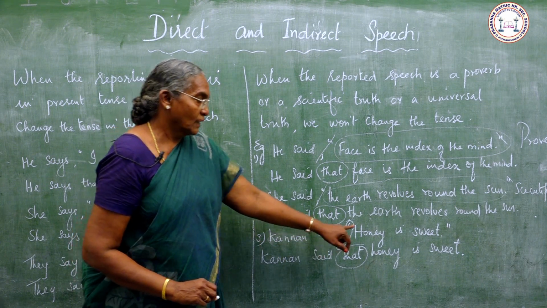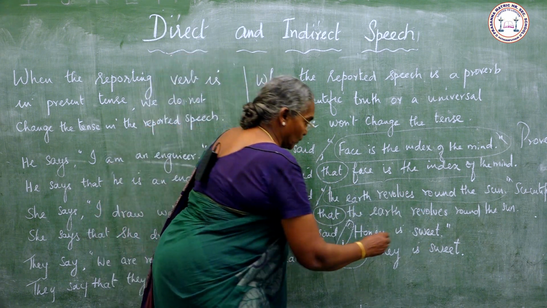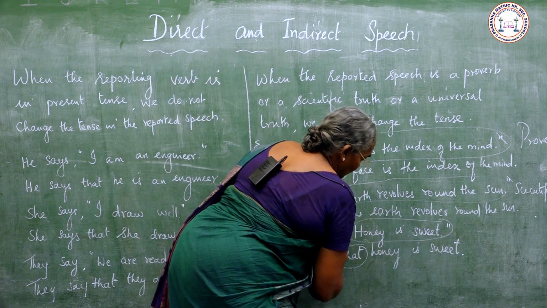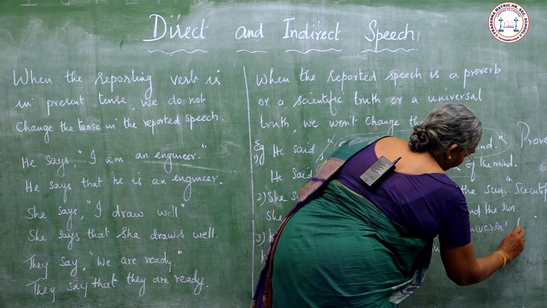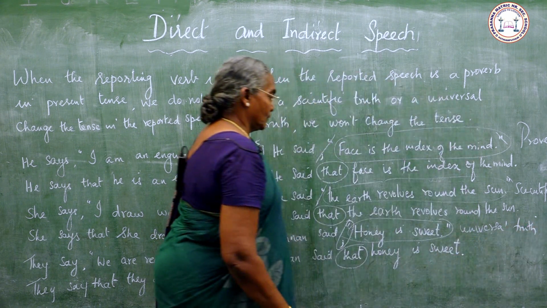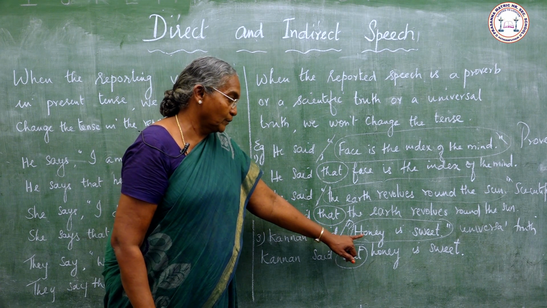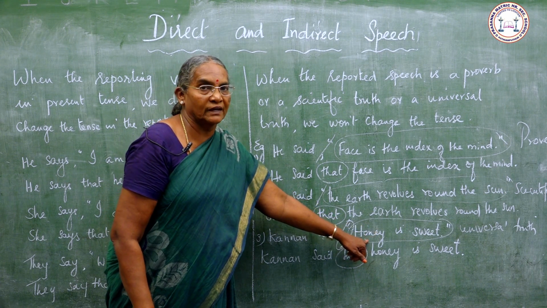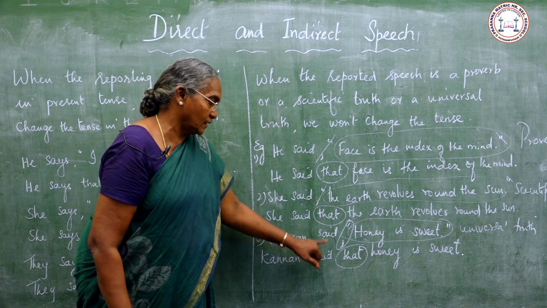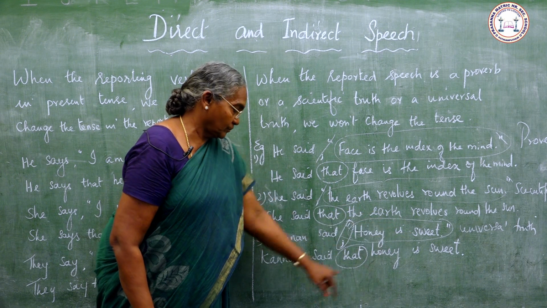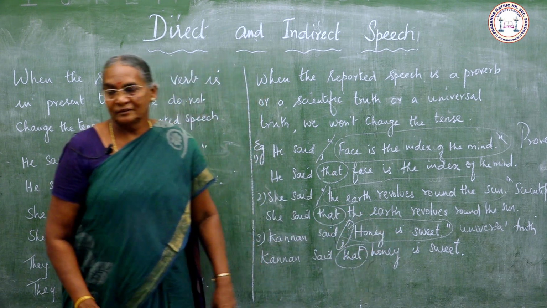Kannan said, "Honey is sweet." Honey is sweet, it is a universal truth. When the reported speech is a universal truth, we don't change the tense. Repeat the answer. Kannan said that honey is sweet.